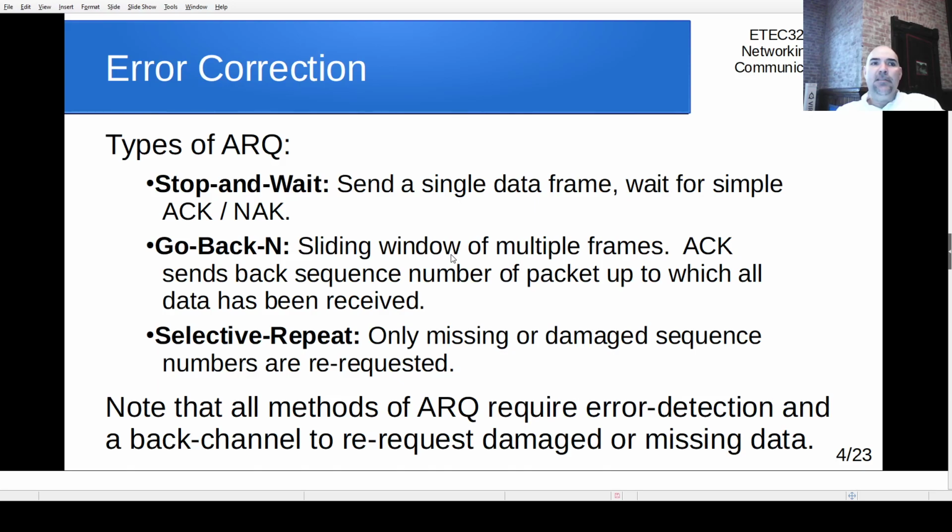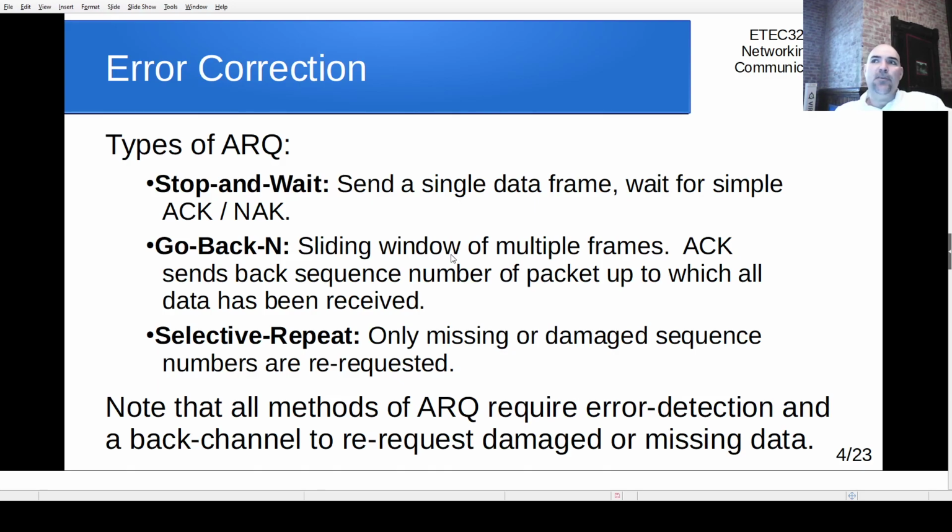If it is okay, then the receiver says, acknowledge, or yes, that's good. And then the sender sends the next one. If the single frame of data is bad, then the receiver says no, or negative acknowledge, NAK, and then the sender resends the current frame that they're on.